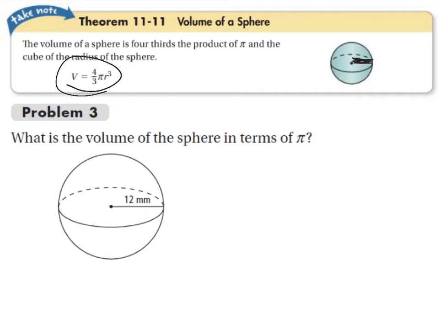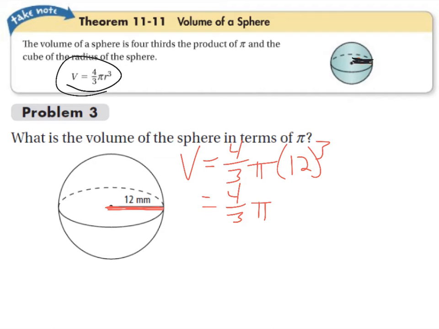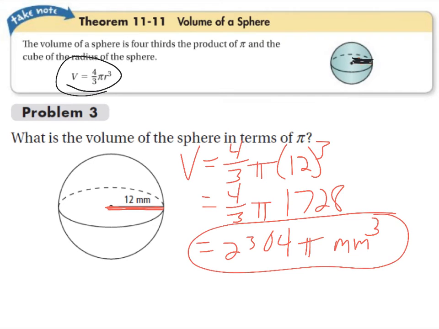So for this first example, the volume of our sphere in terms of pi, our radius is 12. So my volume is going to be 4/3 times pi times 12 cubed. Well, 12 cubed is going to be 1728. 1728 times 4/3 gets me 2304 pi, and then my label is going to be cubic millimeters.